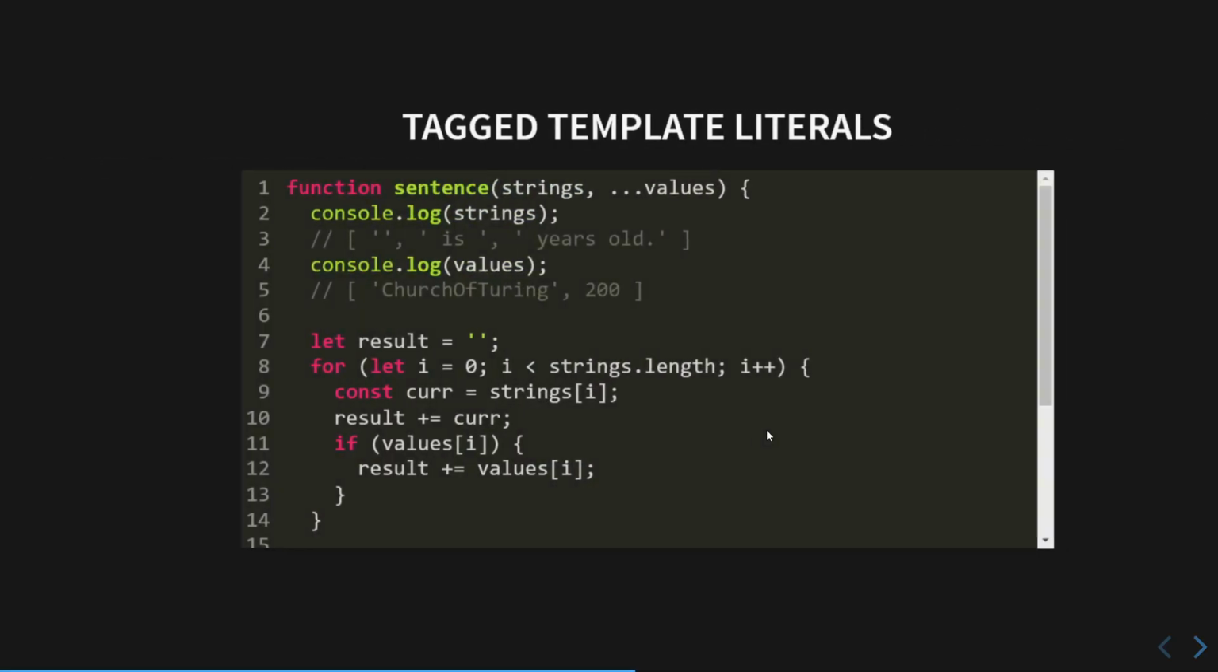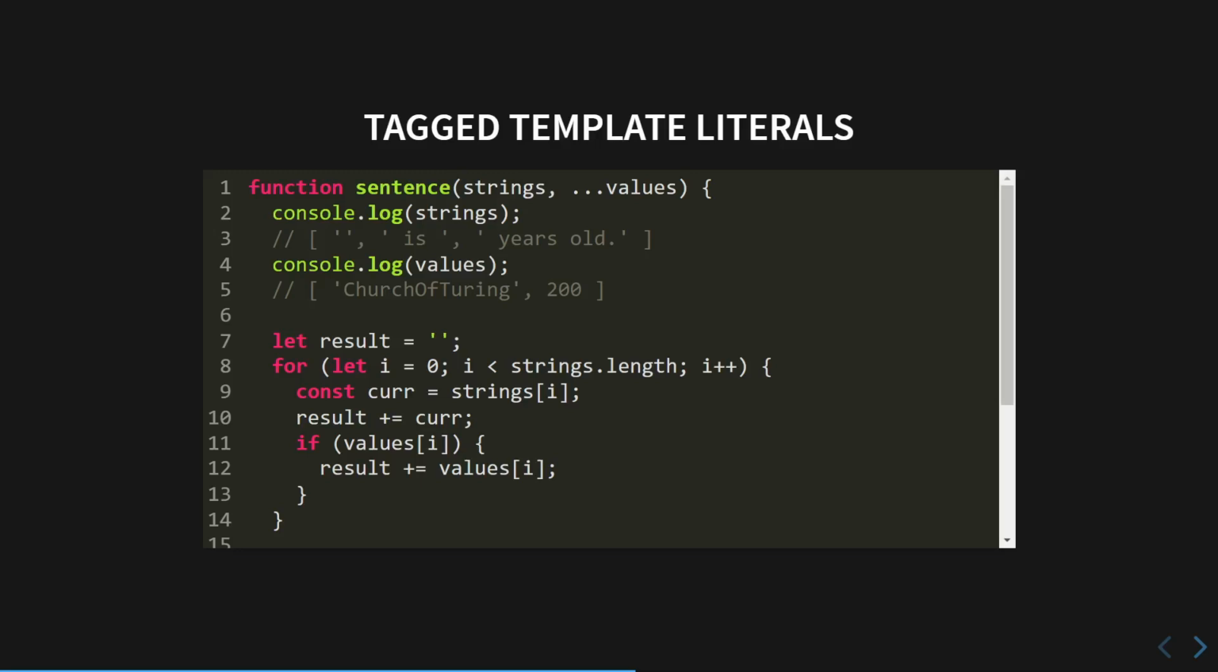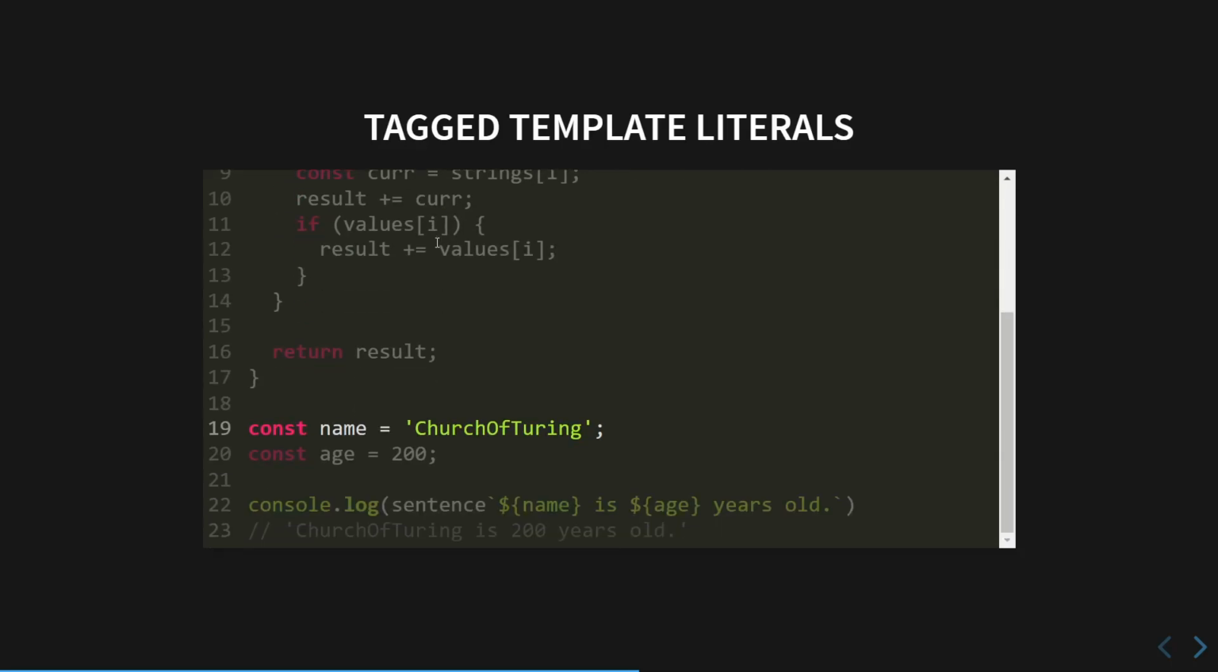For more advanced functionality, though, we can use tagged template literals. So in this example, we have a function called sentence. Don't worry about it too much right now, just know that it's a function called sentence, and I'll explain it in a second. We're defining our variables again, so we're saying the name is Church of Turing, and the age is 200. So in here, we have this template literal like we had before, but we're tagging it with a function called sentence. And it's basically just calling the sentence function, passing this in, and doing a bit of destructuring. So I'll show you what I mean in a second.